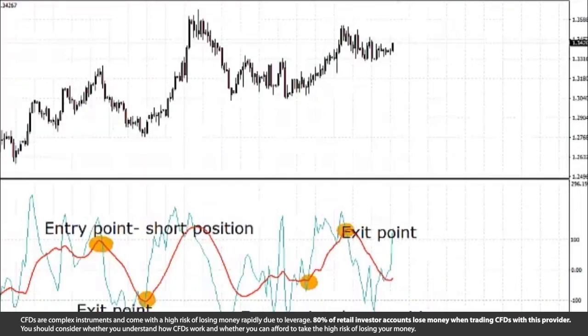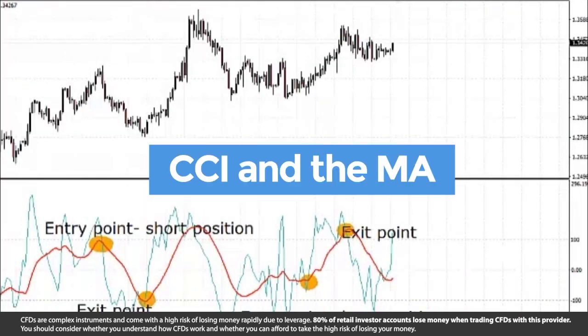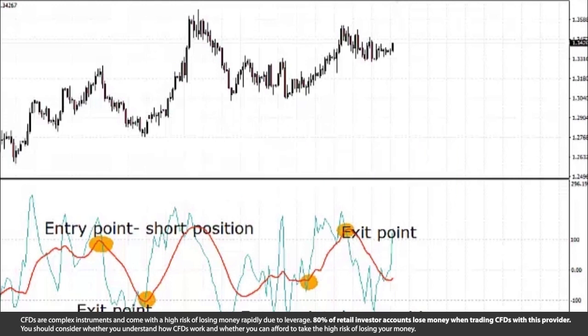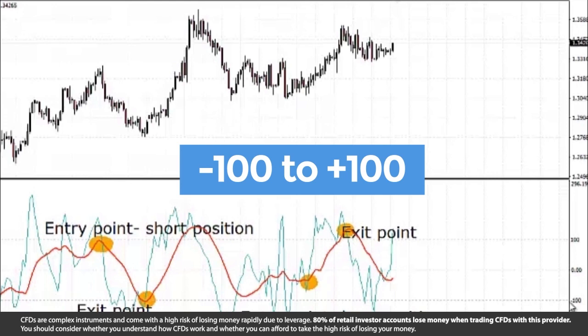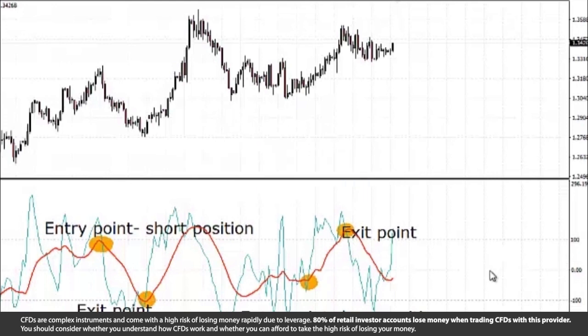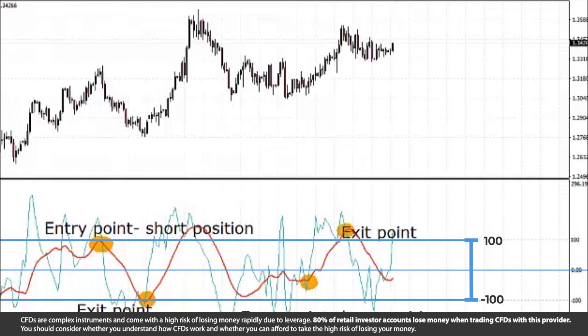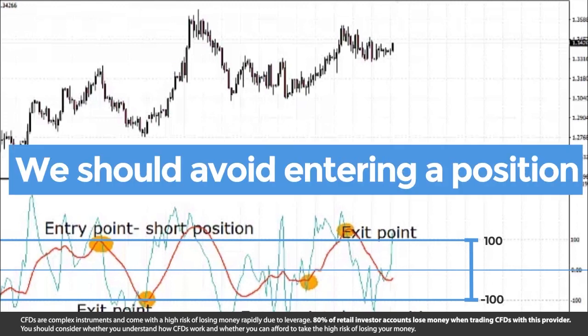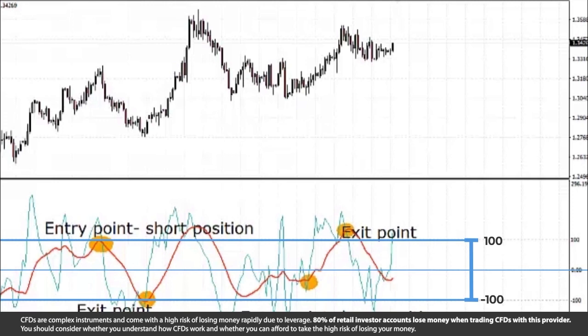And finally, CCI in combination with the moving average. CCI has values from -100 to +100. In the zones above +100 and below -100, we should avoid entering a position, since there is a lot of uncertainty. If the CCI is within the -100 to +100 range and crosses the moving average top down, that is a clear signal for exiting a position. Or in this case, you could enter a sell position and catch as much as possible from this downtrend.